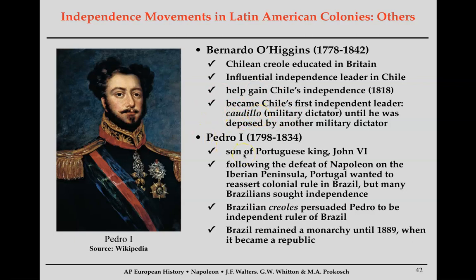How about Brazil? This is kind of an interesting piece of history. So when Napoleon took over the Iberian Peninsula, the House of Braganza, so the entire Portuguese royal family, fled Portugal and went to Brazil. And after Napoleon is kicked out of power, most of the Portuguese royal family went back to Portugal and became king again.